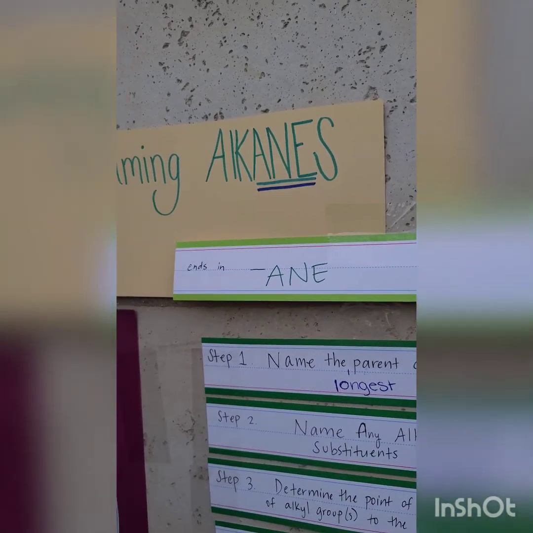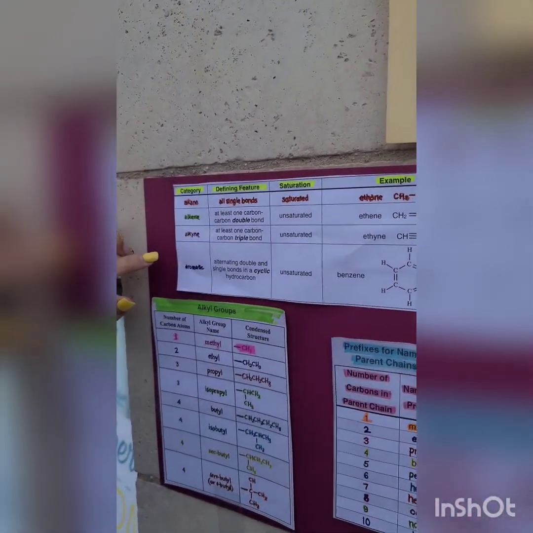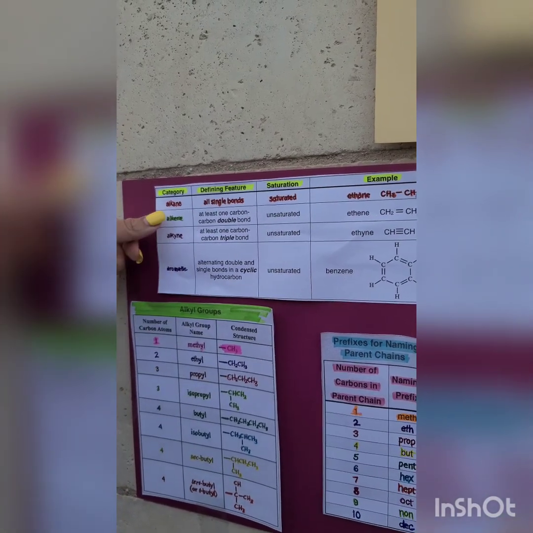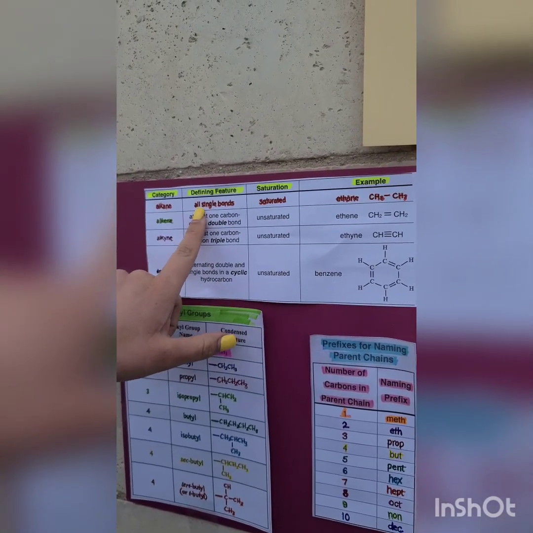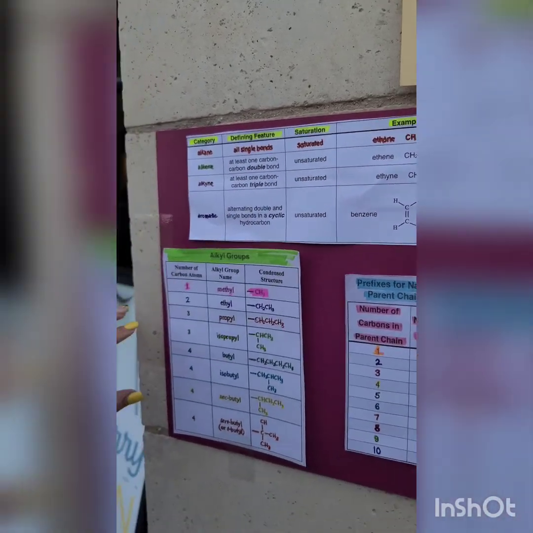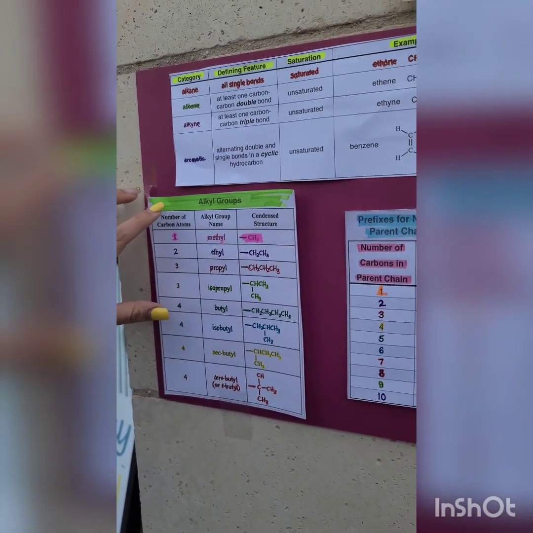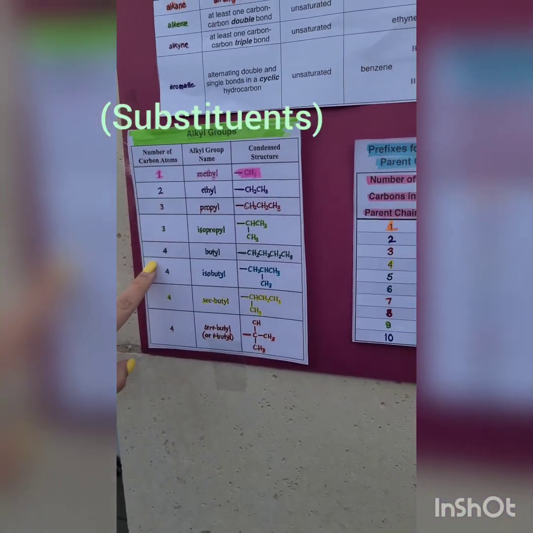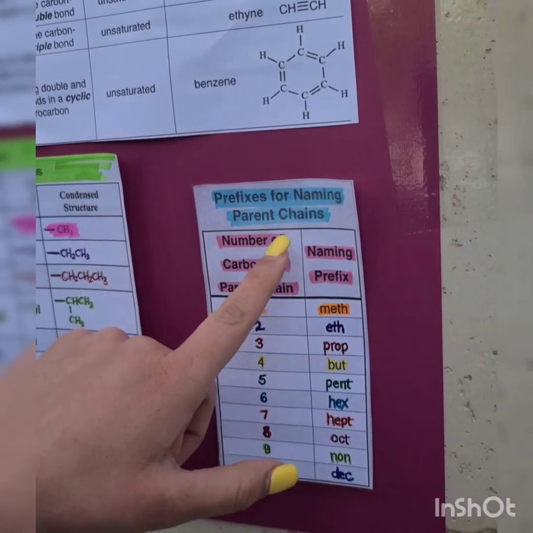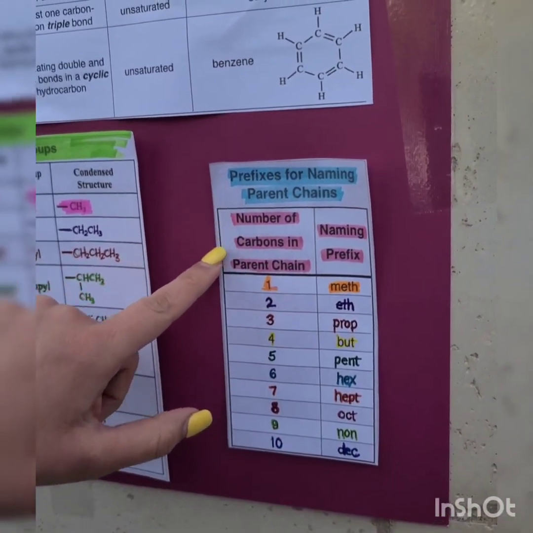And why is this important? Because over here we have 4 different types of the hydrocarbon. So we have the alkane, which is what we're focusing on. It's all single bonds and saturated, just like Maria mentioned earlier. Here we have the alkyl groups, and the ones we're mainly focusing on are these here. And then we have the prefix for naming the parent chain.